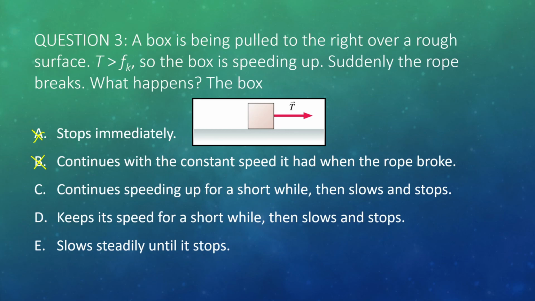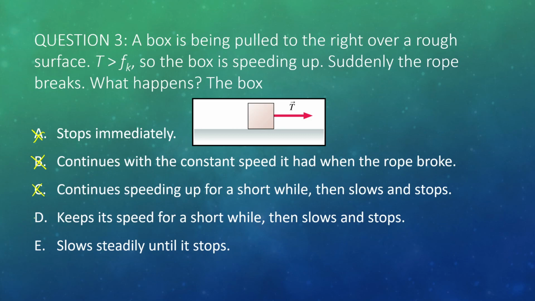It could continue speeding up for a while, then slow down. Well, that's certainly not true because there's nothing there to push this thing faster, right? It's just being slowed down now. It says it keeps its speed for a short while, then slows and stops. It does not keep its speed for a short while, as we just discussed. It is variable and always changing.